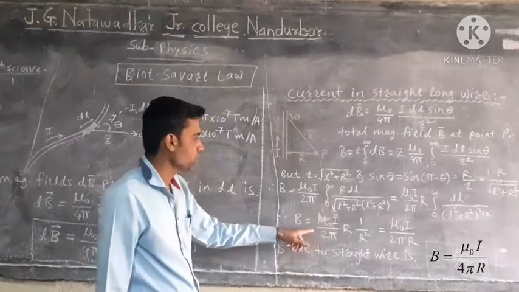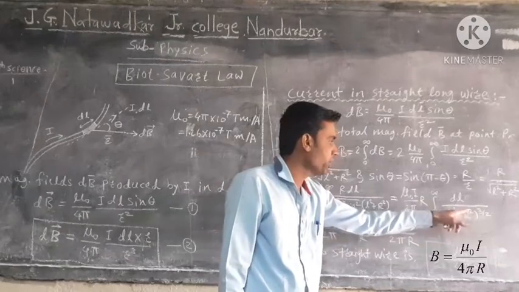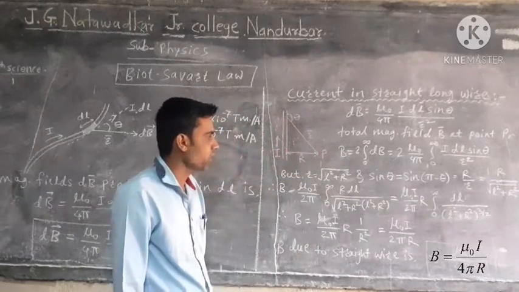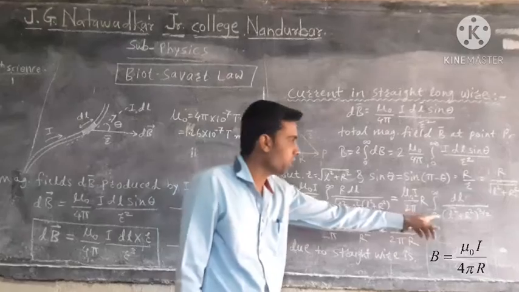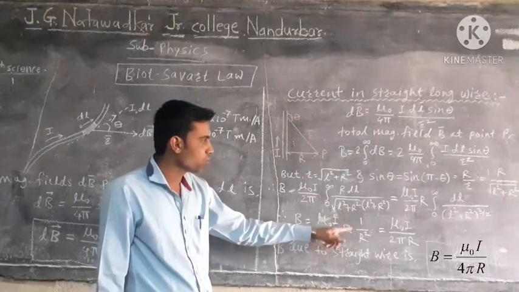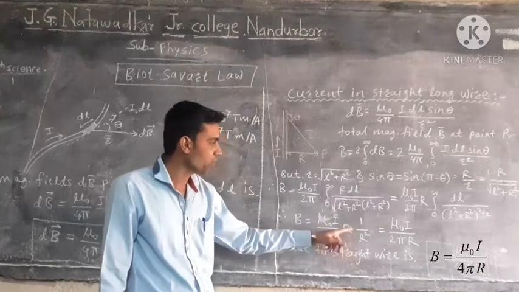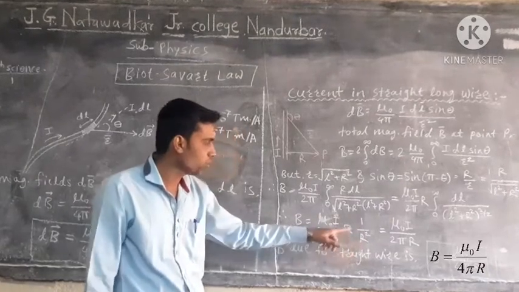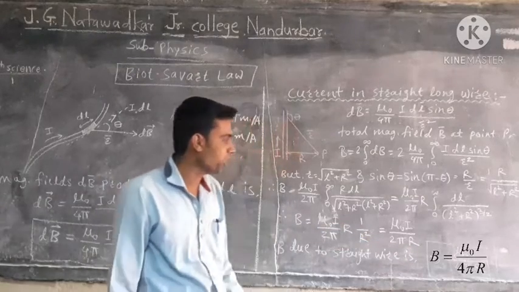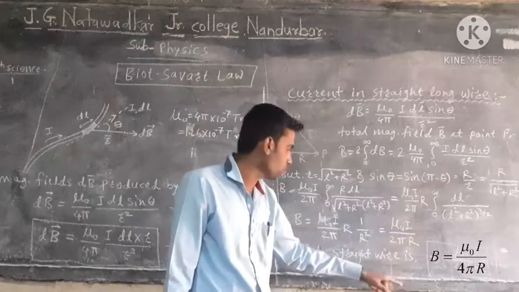After simple calculation, we can take the integration. Here the integration will depend on the variable L, and the value of R will be taken outside, and the integration value will be 1 upon R square. R will get cancelled with R square, and only one capital R is remaining in the denominator. So this is the value of B after calculation.